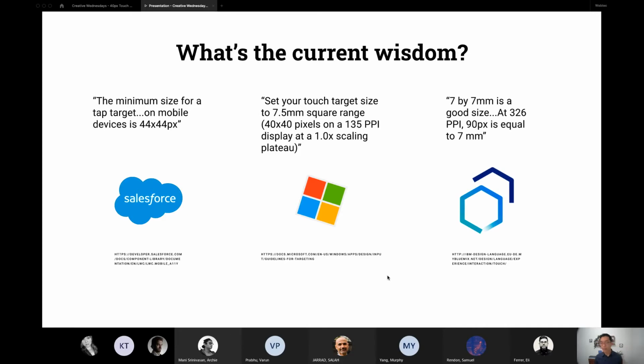And Carbon from IBM, their design system says at 326 ppi, 90 pixels is equivalent to 7 millimeters. So use a 90 pixel touch target for this particular pixels per inch. So again, consensus, no one exactly says this is the gold standard. People are saying smaller touch targets like 7 millimeters as well. So what are we going to do with all this information?